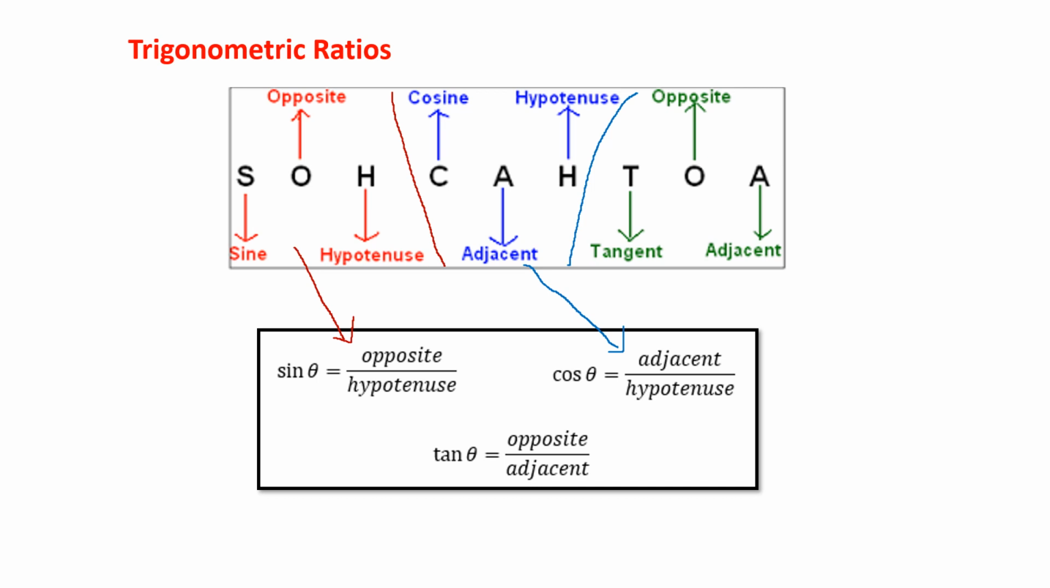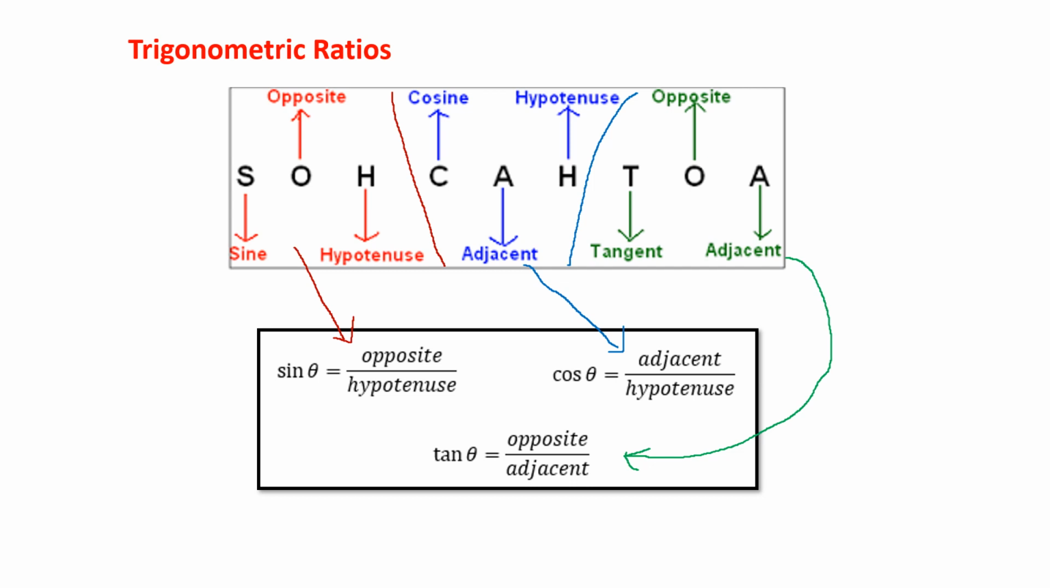And our last one is the tangent rule, or tan. This involves the opposite side and the adjacent side. This is the only one that does not involve the hypotenuse. And when we look at this one's ratio all the way down here, we can see that it's tan theta equals opposite over adjacent.